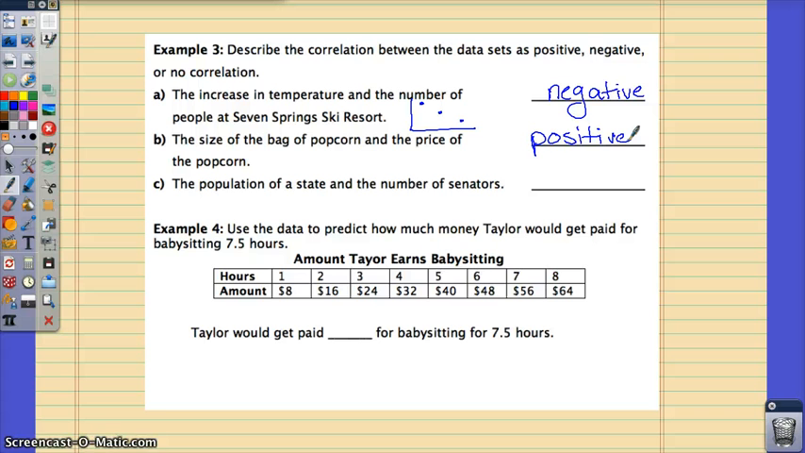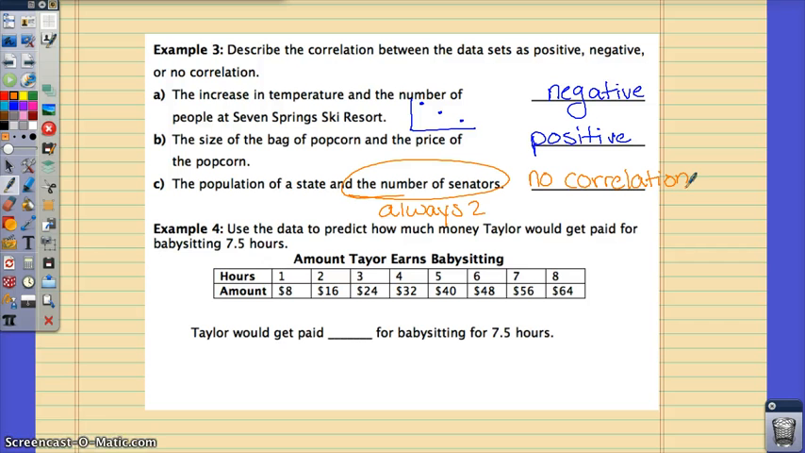And the last one, the population of a state and the number of senators. This requires you to have a little bit of social studies knowledge. How many senators does each state have? Well, each state always has 2 senators. So since it always has 2 senators, that's not increasing or decreasing. The population of the state may change, but the senators is always 2. This should be, hopefully you already said it, a no correlation. It's not positive and it's not negative. No matter what the population is, there's always 2.